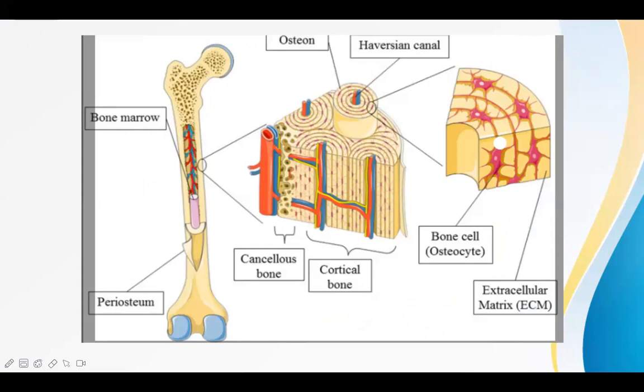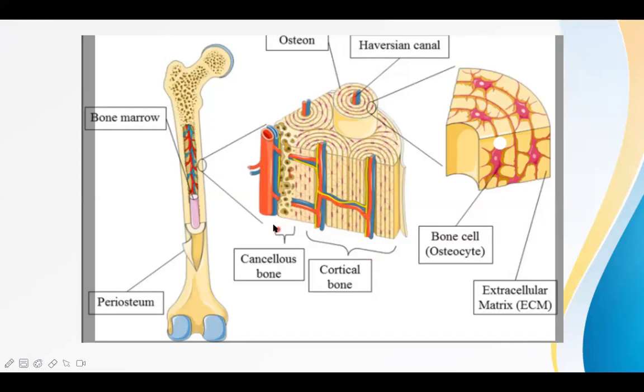Now another picture is showing us the same thing. See here, this is Haversian canal at the center. This is an osteon. There are multiple osteons inside a single bone. The central canal is called Haversian canal of the osteon. In that Haversian canal, there are blood vessels and nerves. Haversian canals are connected with each other through Volkmann's canal.